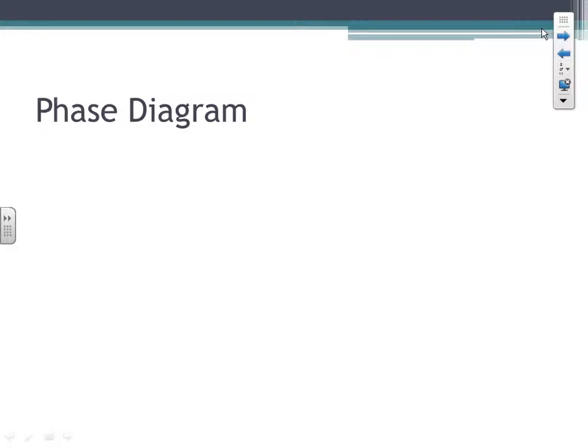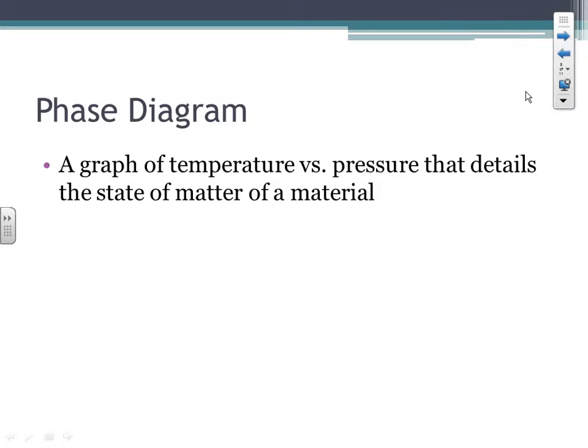All right. Our last part of this discussion dealing with our phase changes is to talk about a phase diagram. So, by definition, a phase diagram is a graph of temperature versus pressure that details the state of matter of a material. So temperature versus pressure that details the state of matter.